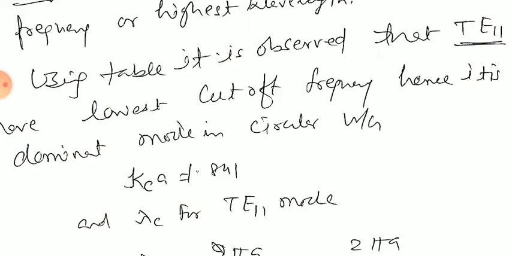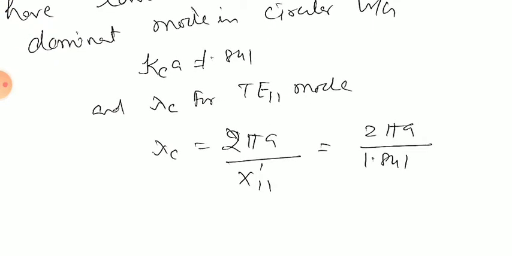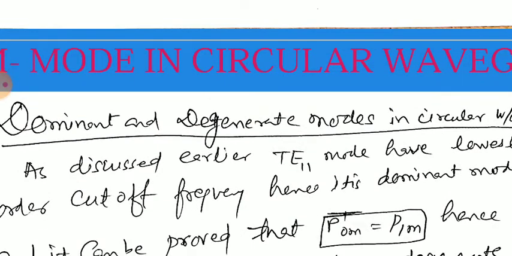And for this one kca equals 1.841, from the same table we calculate. So the lambda c for the TE11 mode is 2 pi a by x dash 11, and that is 2 pi a by 1.841, as we have calculated in the TE mode. This is the cutoff wavelength.